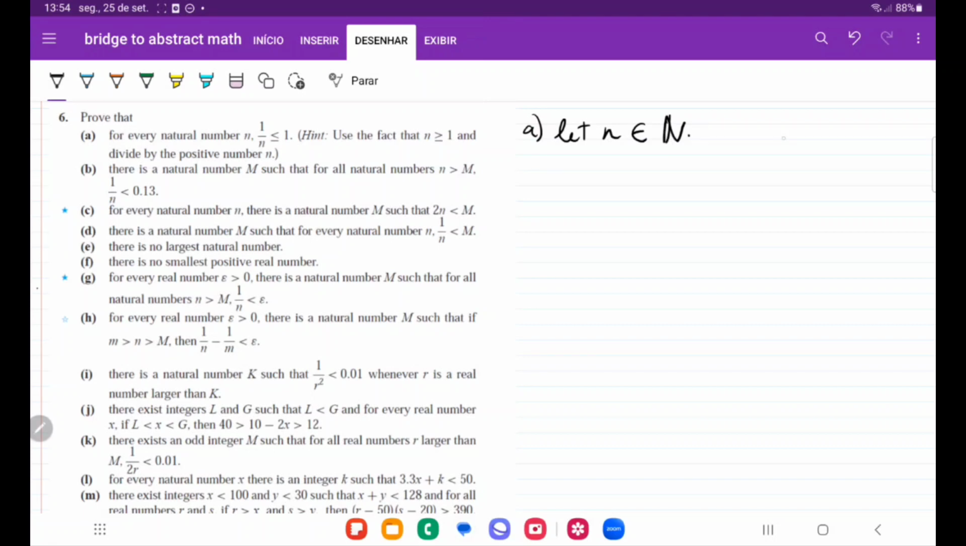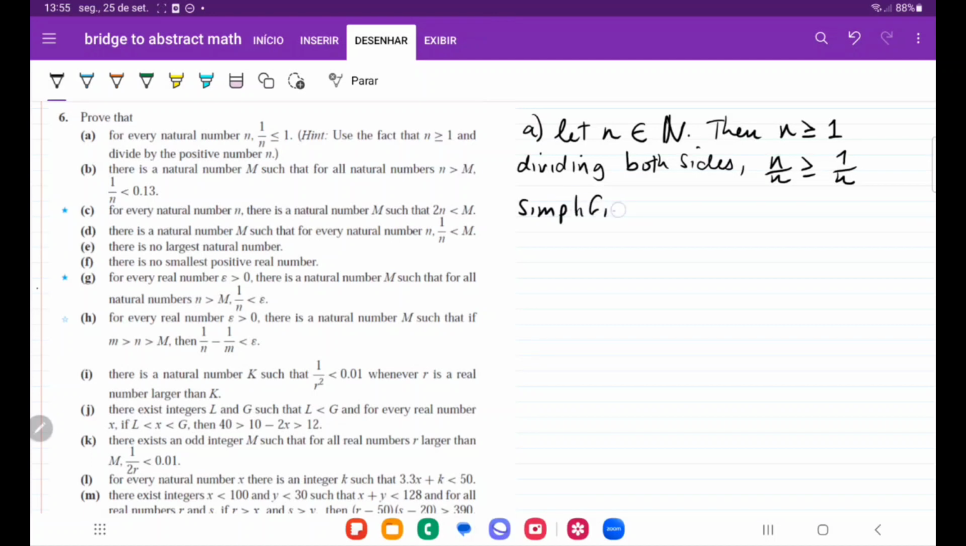Well, if this is the case, then n is greater than or equal to 1, right? That's just a direct consequence of it being a natural number. So we're going to say dividing both sides by n gives us n over n is greater than or equal to 1 over n. So it simplifies to, n over n is just 1. So that's going to be 1 is greater than or equal to 1 over n.